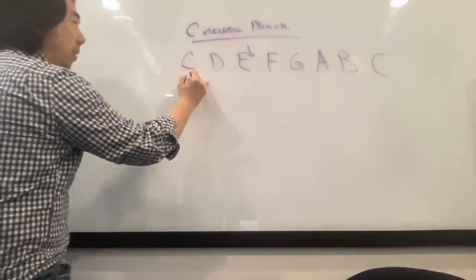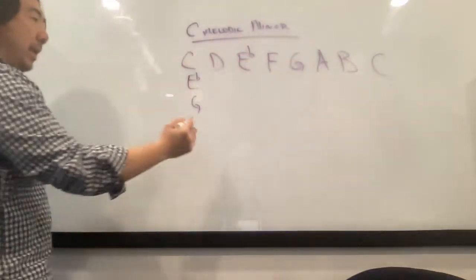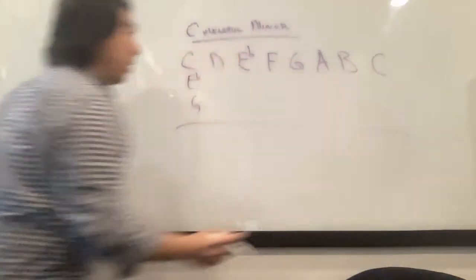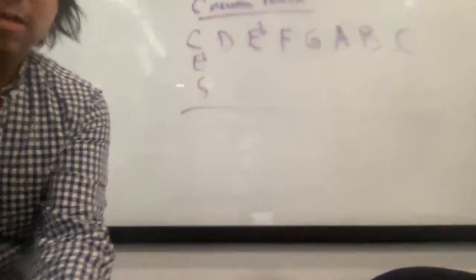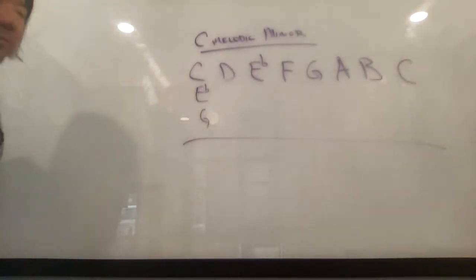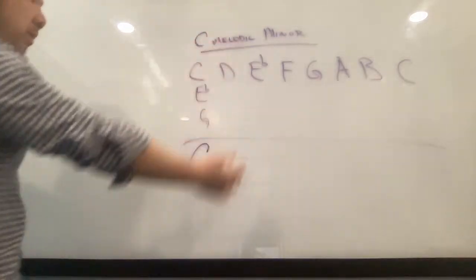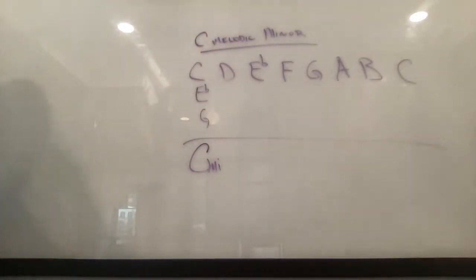What we're going to do is some arithmetic here with letters. We're going to go C, E flat, G. Just going to every other note, tertian, like I mentioned. We're going to add them together. This is the theory of it. So C, E flat, G equals C minor. The first chord of C melodic minor is C minor.